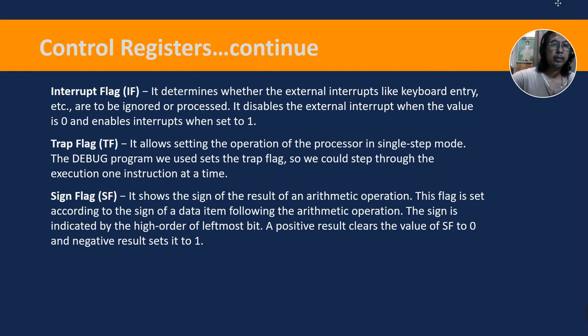Sign flag. It shows the sign of the result of the arithmetic operation. This flag is set according to the sign of the data item following the arithmetic operation, so whether the result is negative or positive. If it's negative, there is a change in the sign flag. A positive result clears the value of the sign flag to 0, and a negative result sets it to 1.